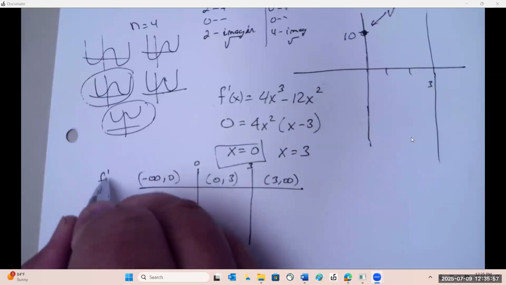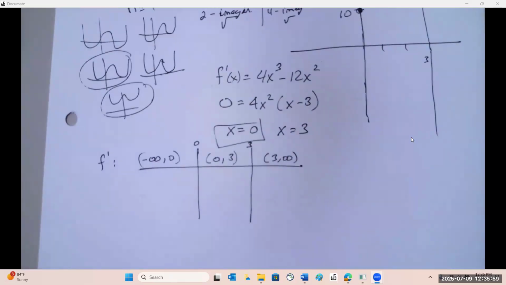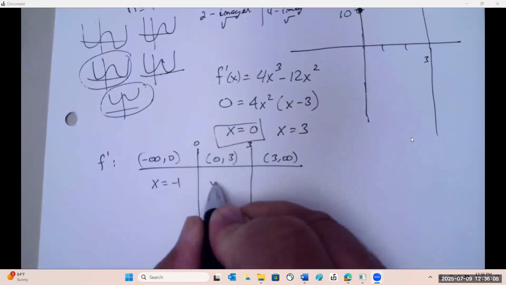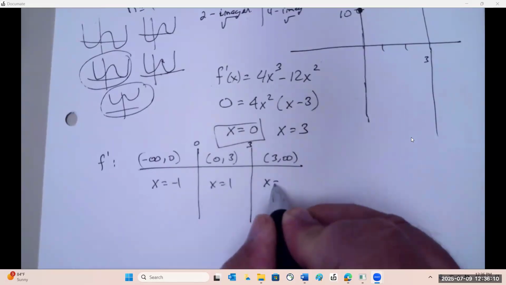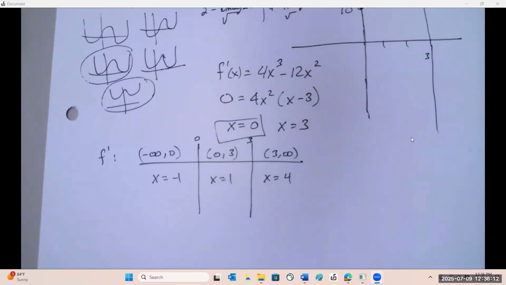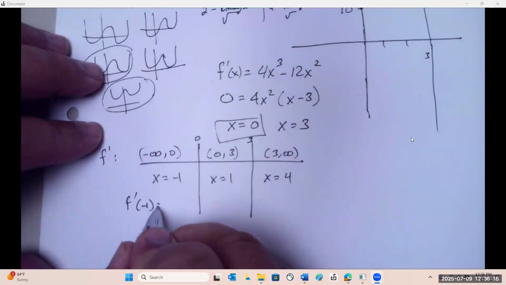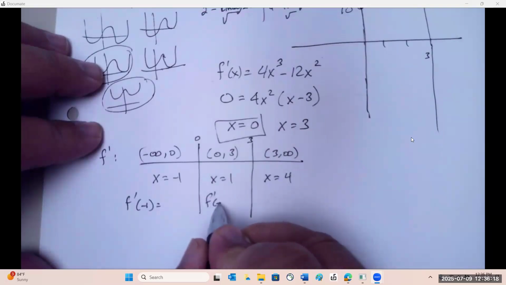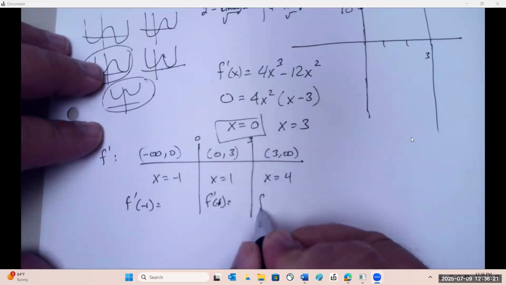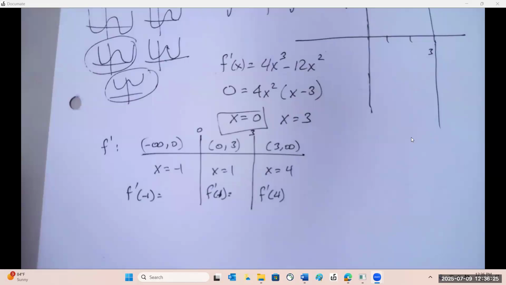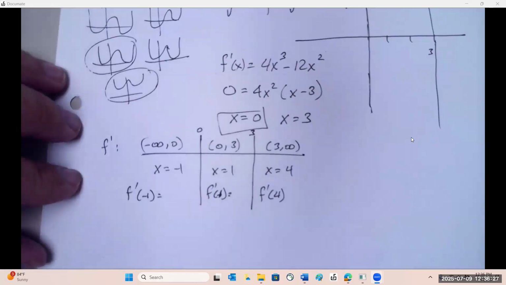This is for my first derivative. Where is it increasing? Where is it decreasing? So when x is -1, when x is 1, and when x is 4, plug those into my first derivative. And all I want is a sign. I don't care about the number.